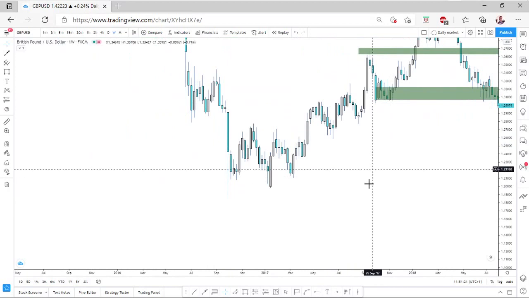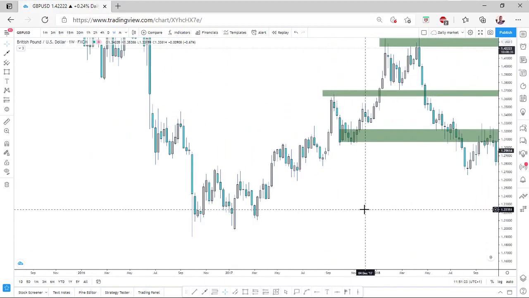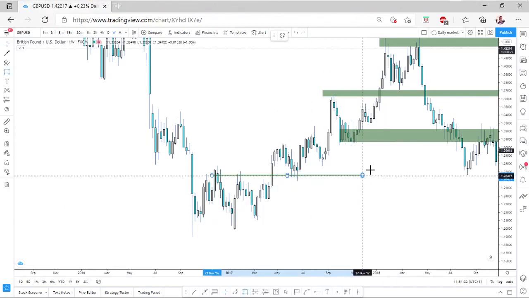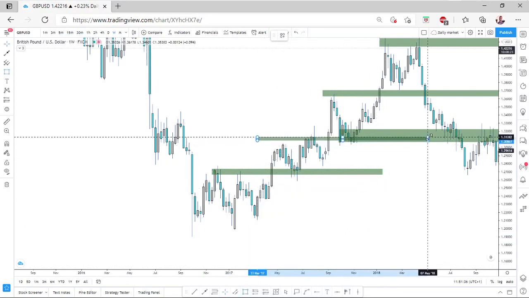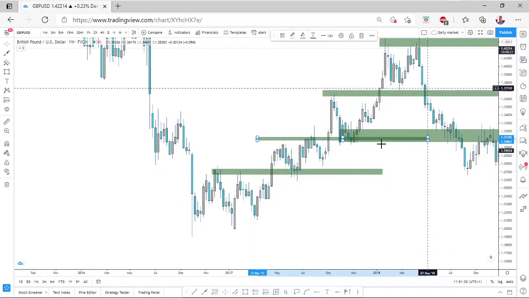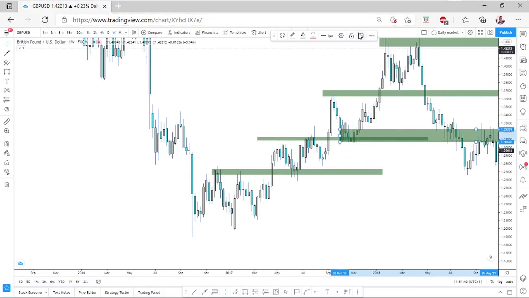So as you can see, a trending market is simply when the market keeps breaking support, keeps breaking resistance, and keeps retesting it in that particular direction. A good example is what you can see here and here and here, guys. So that's it for support and resistance.